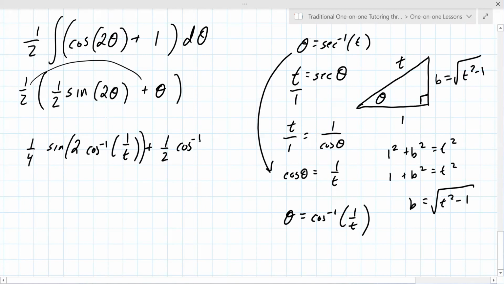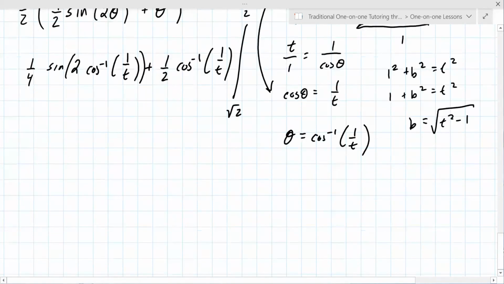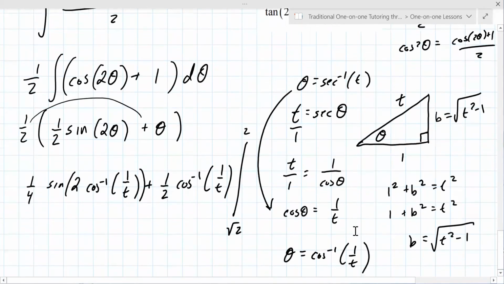1/2 cosine inverse 1/t. And now we're ready to bring in our original limits of integration, which I think went from -2 to 2, if you look back at the original problem. No, square root of 2 to 2. I'm sorry. Square root of 2 to 2. Okay, so we're almost there. Is there anything in here you want me to cover again before I move past it? We're just going to evaluate the integral. I'm good.